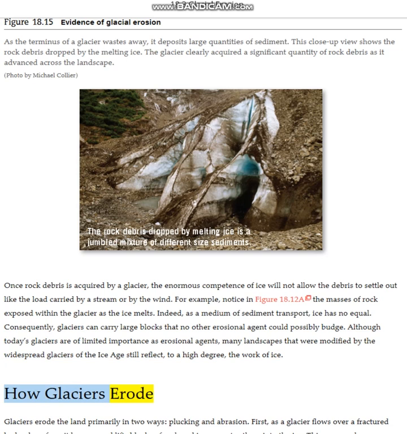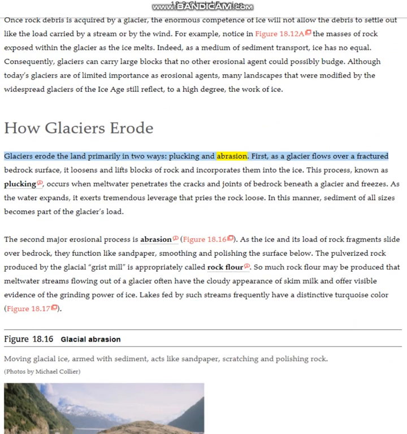How glaciers erode. Glaciers erode the land primarily in two ways, plucking and abrasion. First, as a glacier flows over a fractured bedrock surface, it loosens and lifts blocks of rock and incorporates them into the ice. This process, known as plucking, occurs when meltwater penetrates the cracks and joints of bedrock beneath a glacier and freezes. As the water expands, it exerts tremendous leverage that pries the rock loose. In this manner, sediment of all sizes becomes part of the glacier's load.